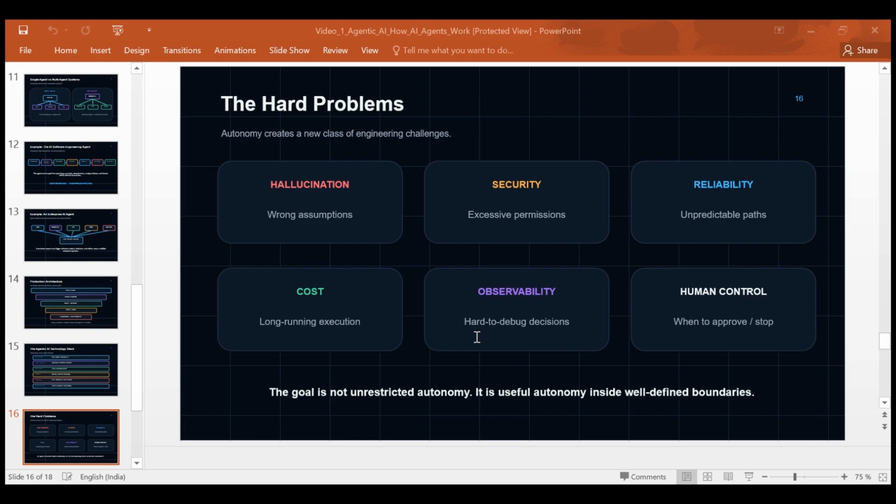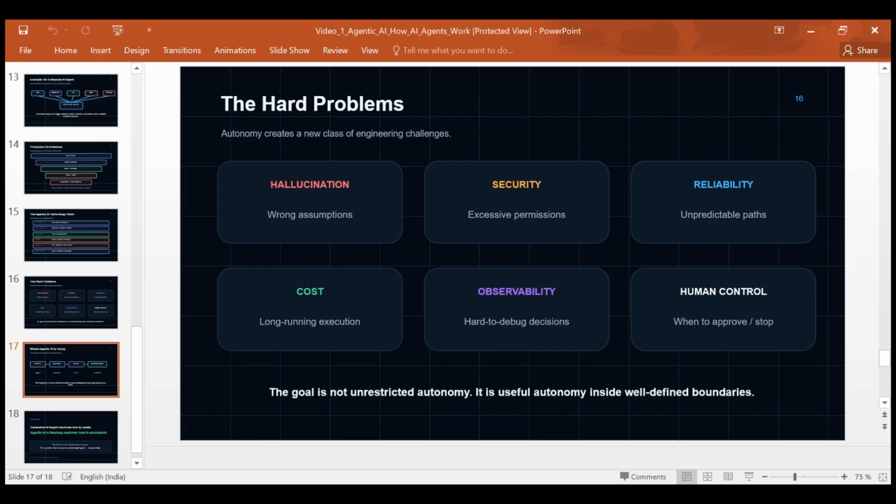And finally, human control. The question is not simply, can the agent do this? The better question is, under what condition should the agent be allowed to do this autonomously. The goal is not unrestricted autonomy, it is useful autonomy inside well-defined boundaries.